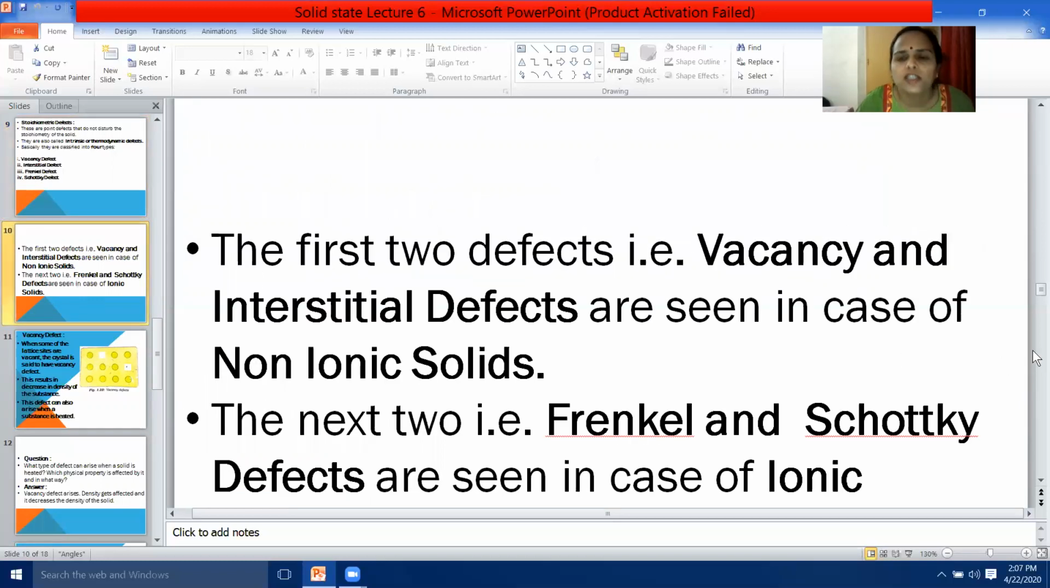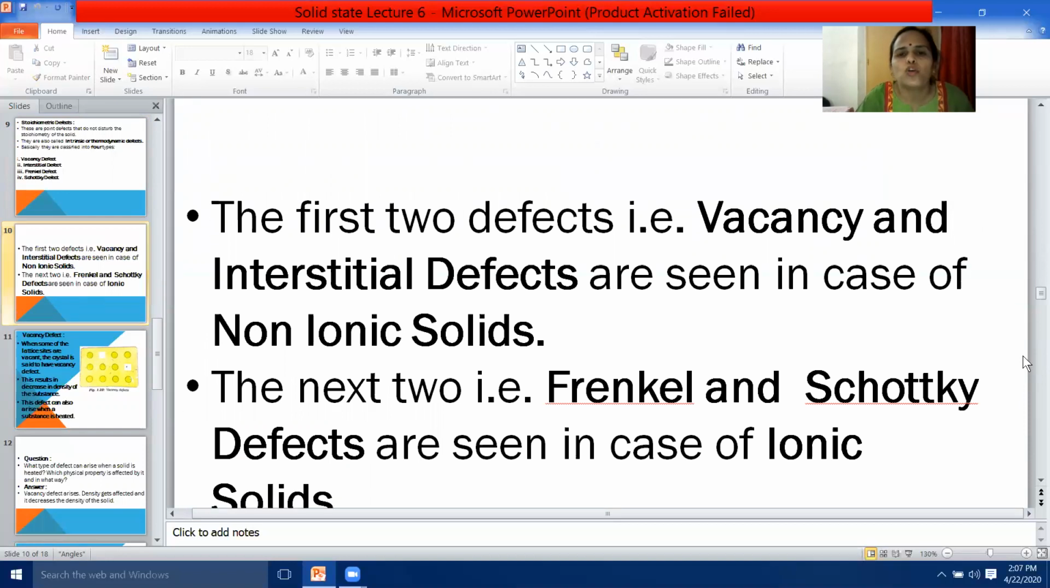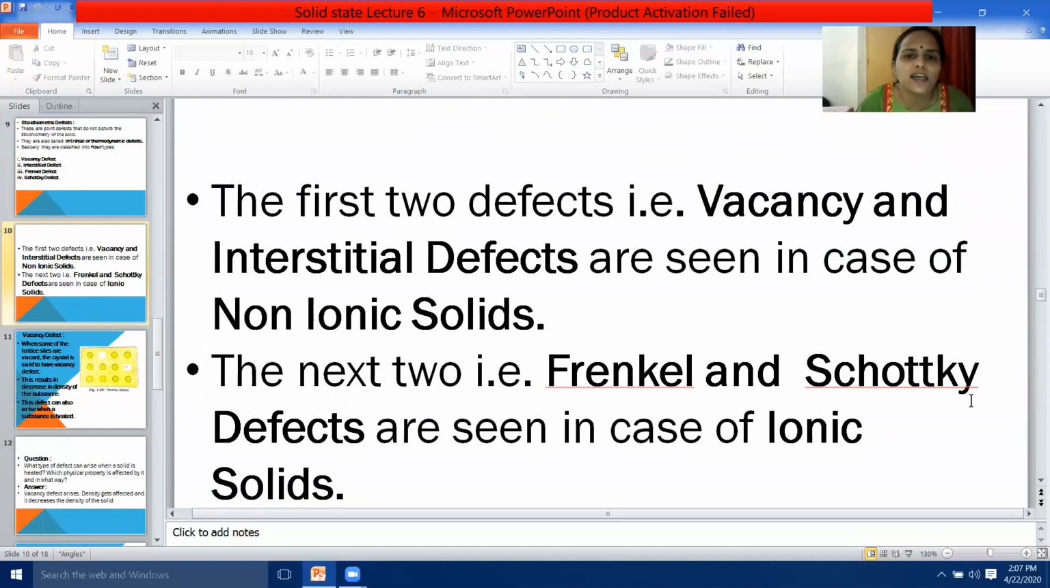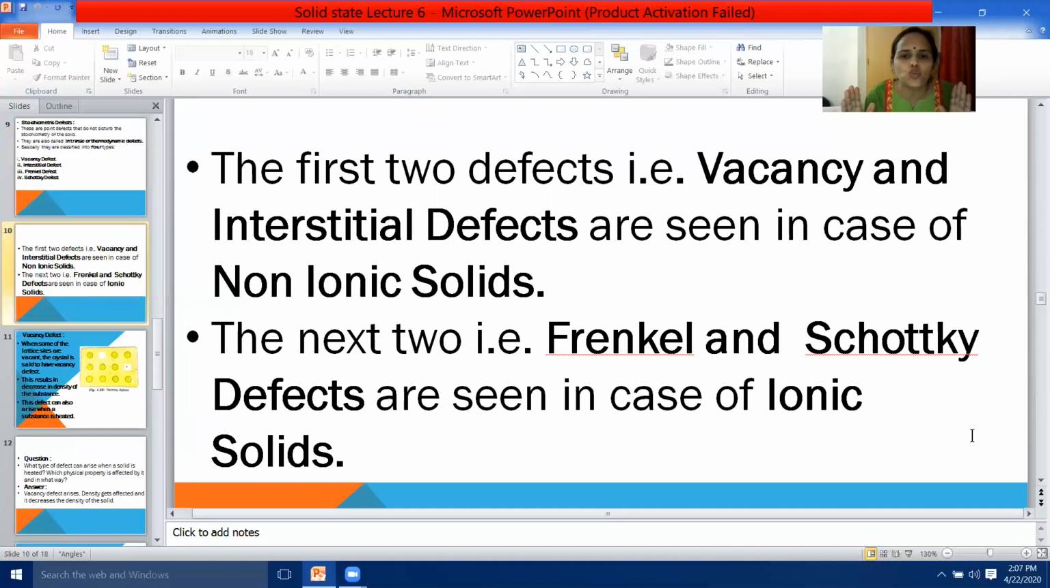First we deal with vacancy defect. Before we go for it, you should know the first two defects, that is the vacancy and the interstitial defects, are seen in case of non-ionic solids, and the next two, Frenkel and Schottky defects, are seen in case of ionic solids. We'll see one by one all the types of defects.